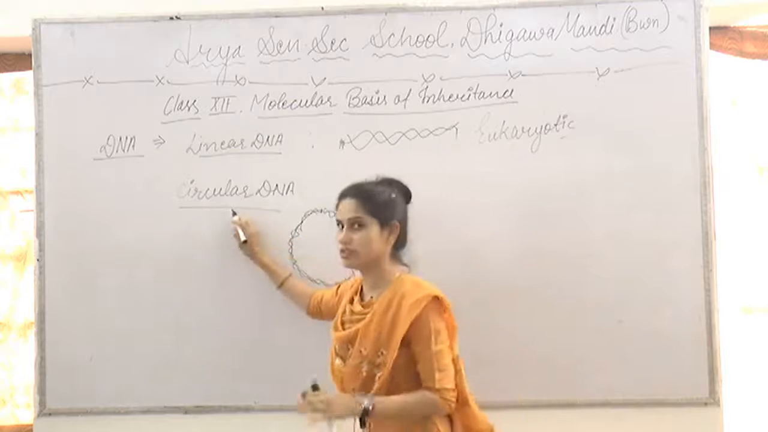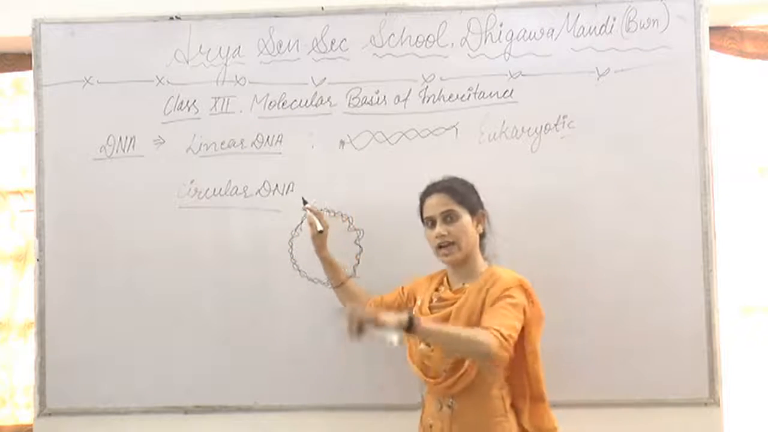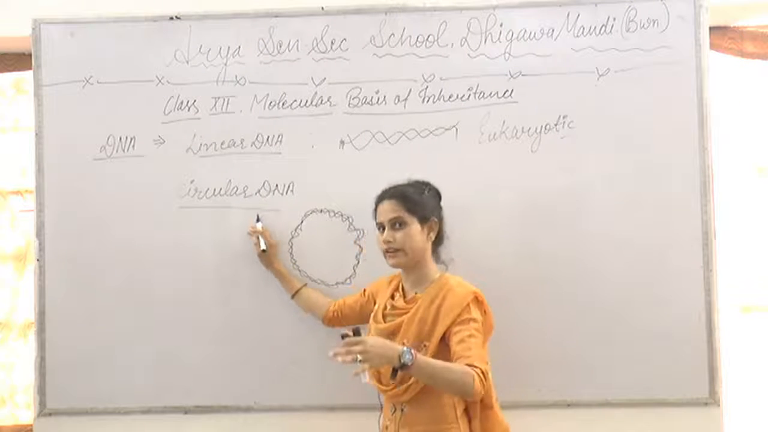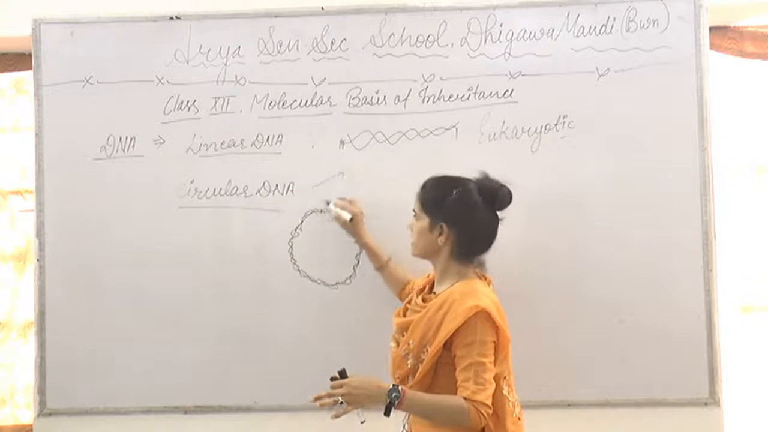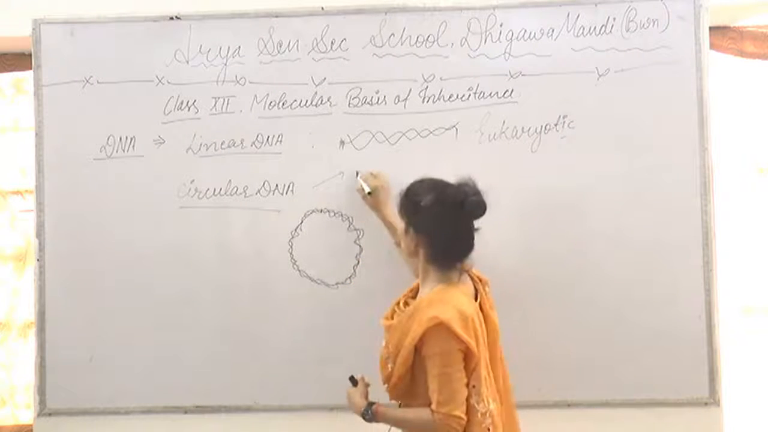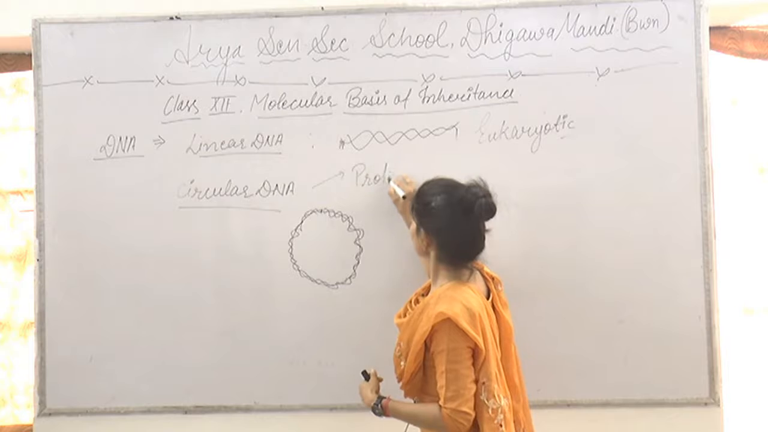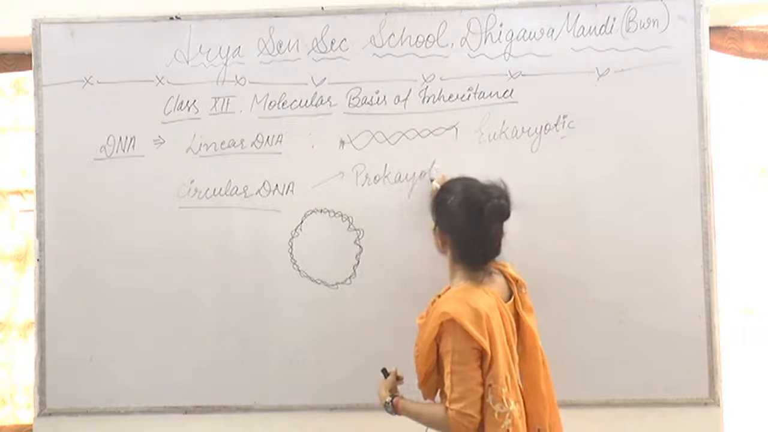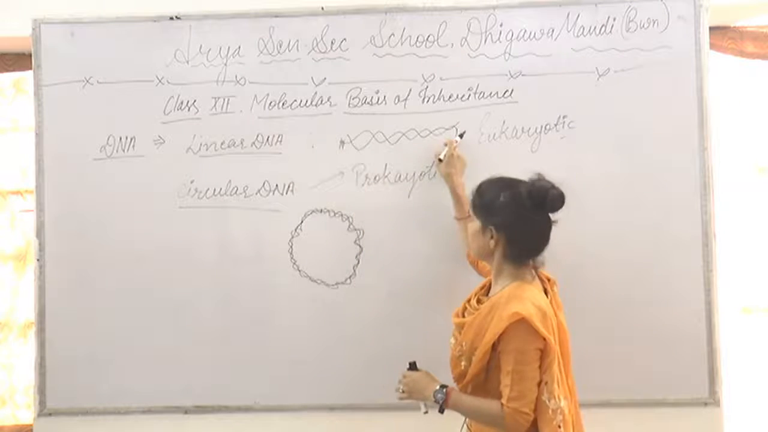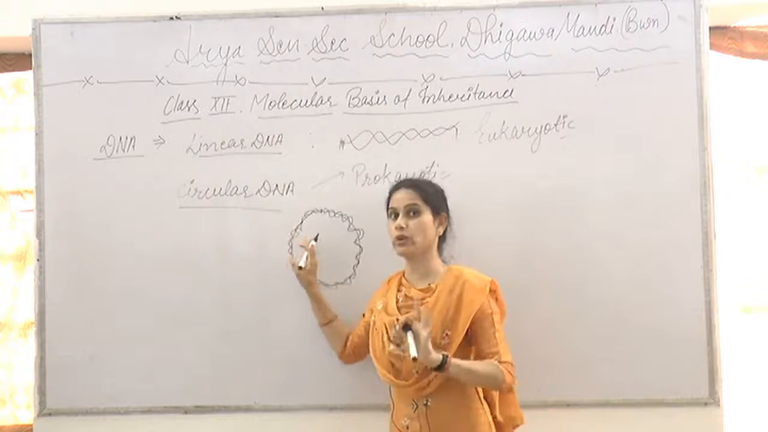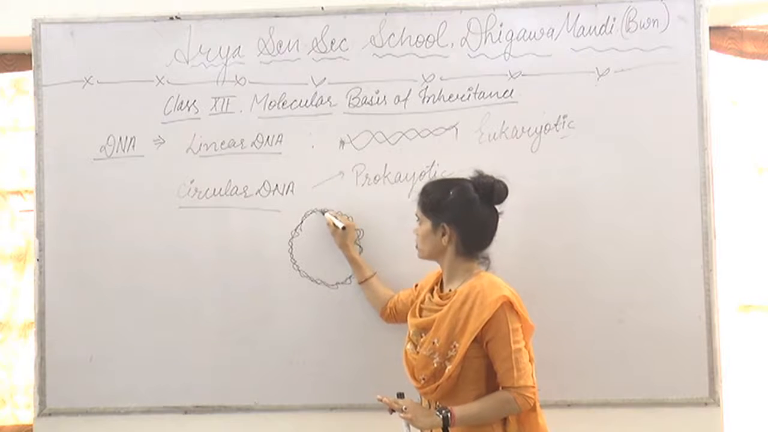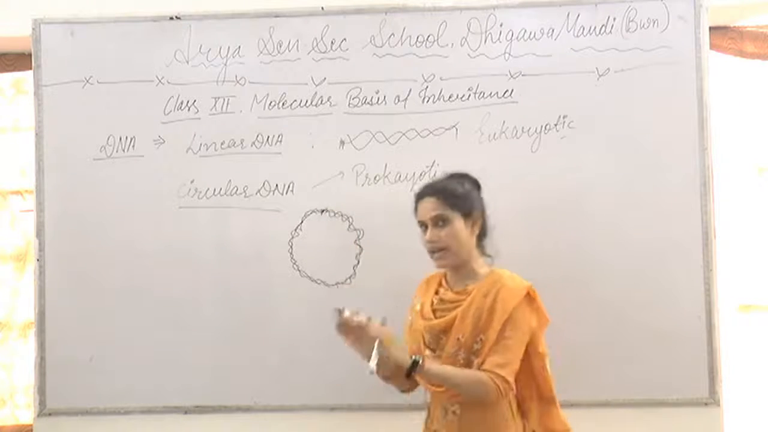The second one is circular DNA, as the name indicates. So where is this circular DNA found? Circular DNA is found in prokaryotic organisms. Linear DNA has free ends, but circular DNA does not have free ends. Both the ends are joined together. This is the circular DNA.